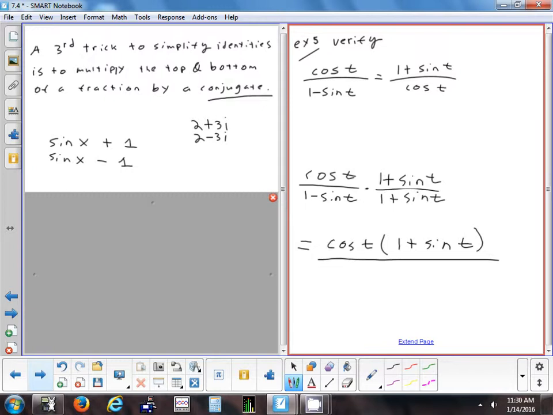Okay, now let's FOIL out what's in the bottom. What's 1 times 1? 1. 1 times sine t, sine t. And 1 times negative sine t, negative sine t. Okay, so 1 times sine and 1 times negative sine, those cancel. And what about negative sine times positive sine? Negative sine squared t.